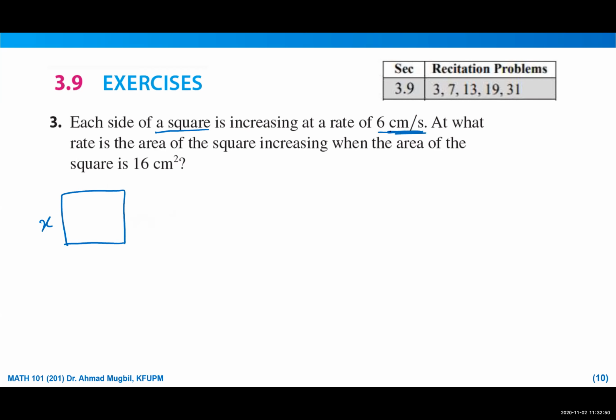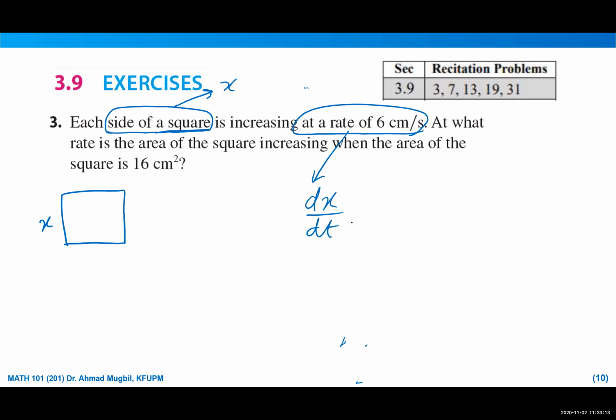So this is the rate of change. When you have a rate of change, you have a derivative. So this will represent what, ya shabab? If the side of the square is x, what will be the rate of its change? It is its derivative. It will be dx dt, the rate of change of x. He said it is increasing, so it is positive. So it is 6 centimeters per second.